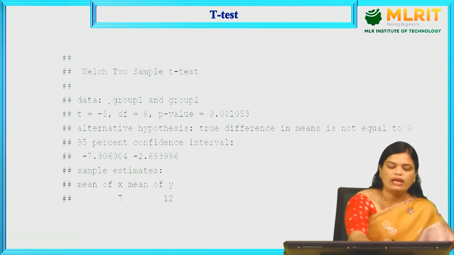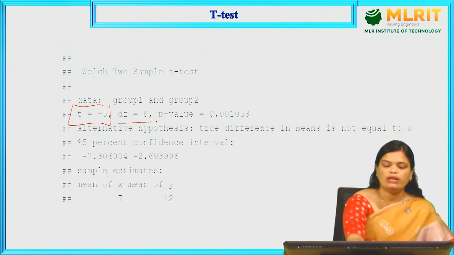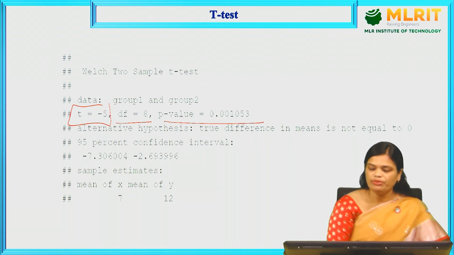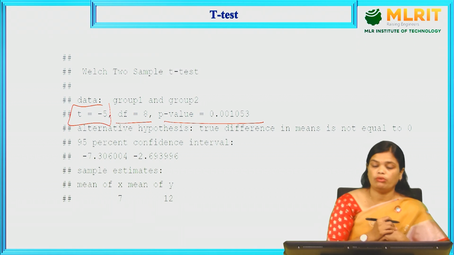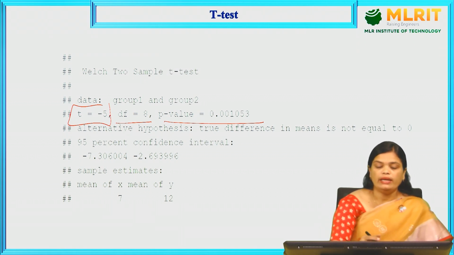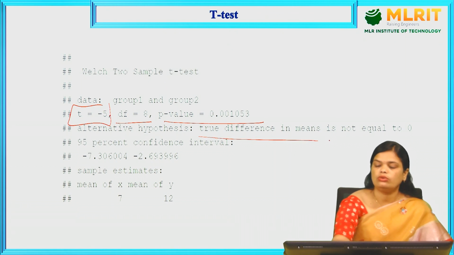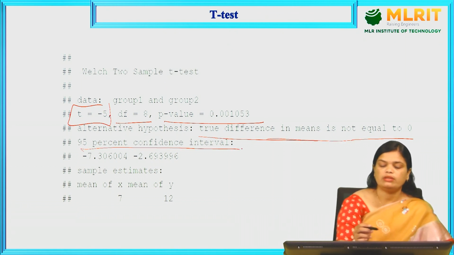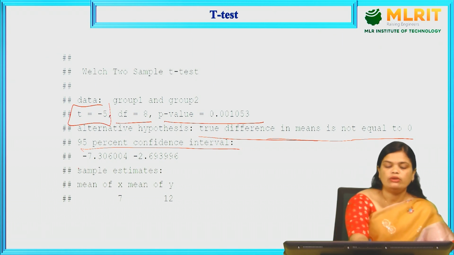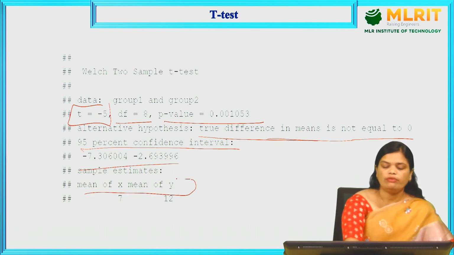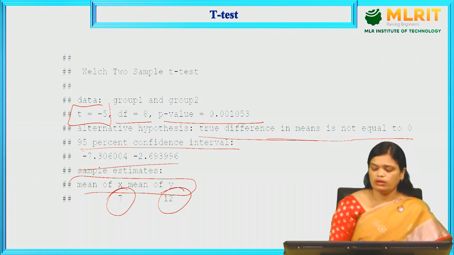The t value I have got is -5, df value is 8, p value is 0.001053, where the threshold value of p is 0.05. And here the alternate hypothesis is that the difference in means is not equal to 0. The 95% confidence interval values are displayed here. Mean of x and mean of y, 7 and 12, are displayed.